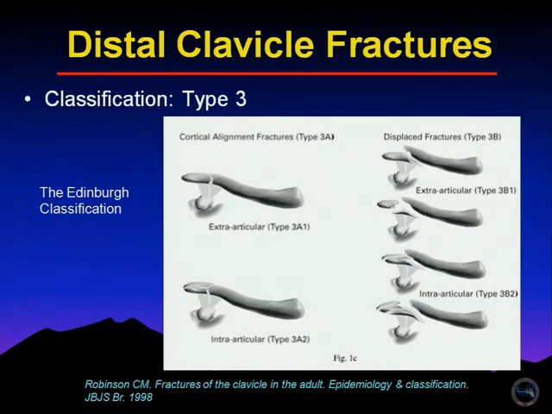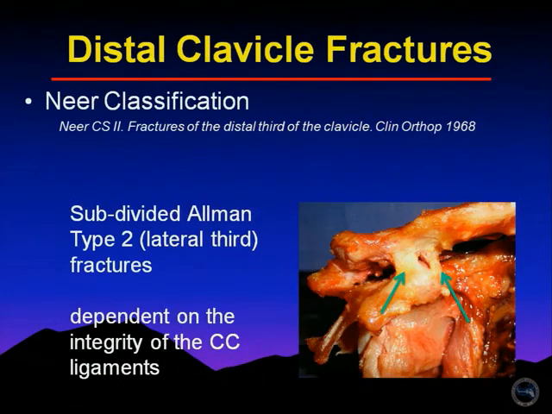Type 1s would be middle third. Type 3s are the distal. And then there's the extra-articular non-displaced, intra-articular non-displaced, and the displaced fractures here with variations of extra-articular and intra-articular, and also in how they're related to the coracoclavicular ligaments. I think the Neer classification is the most popular way these are looked at.